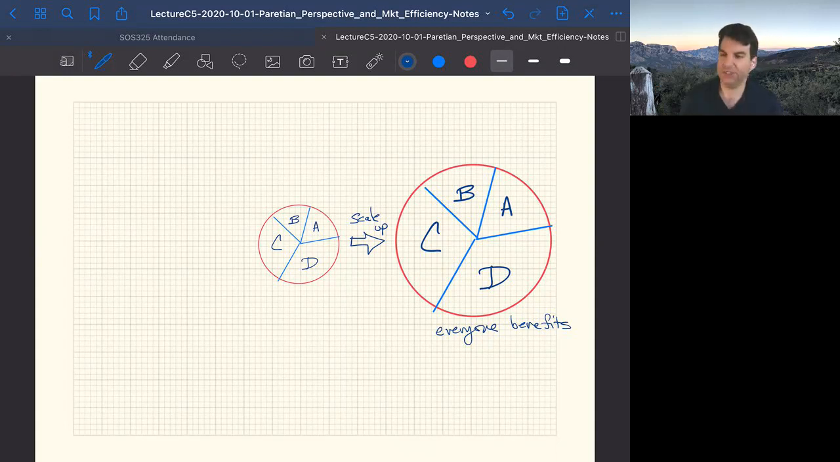So I could have made a change in society. Again, a change in society might be that I adjust a tax policy. I adjust a cap for a cap and trade. There's all sorts of different things. I pave roads.